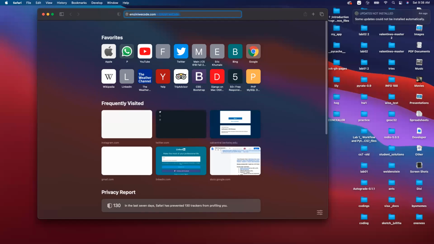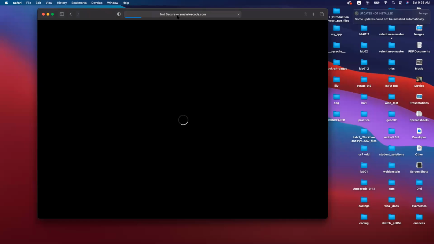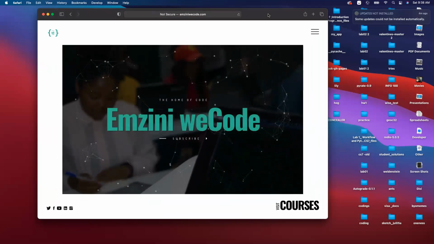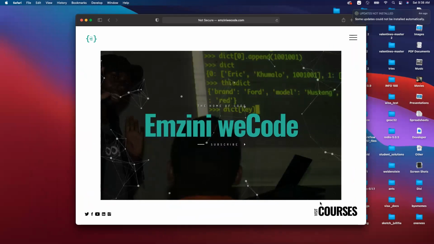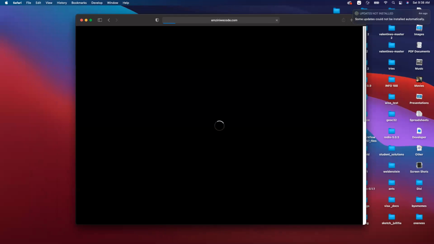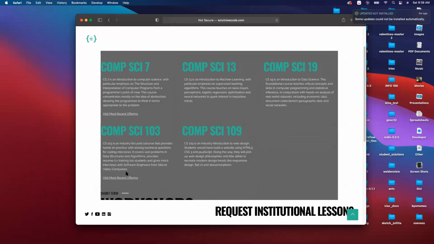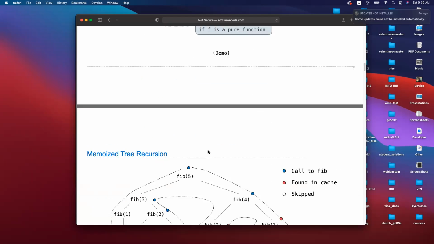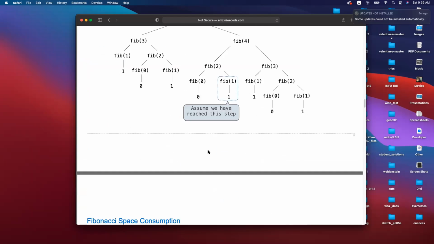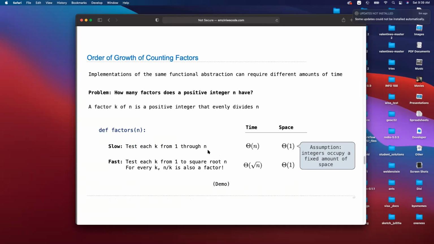Hello, everyone. I'll just start with the basics, like what we did the last time. We have our course website, which people should familiarize themselves with. You can click on courses, and then this is the course. Last time we spoke about some intro, and then we spoke about measuring efficiency. I included some slides describing the part about memorization.